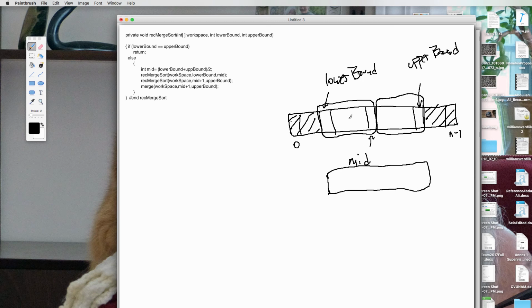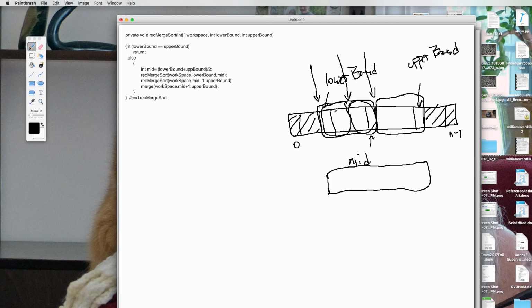Well, remember what's going to happen now when I make these recursive calls. Now I'm going to be coming in over here, and I'm going to have a new lower bound over here, and a new upper bound over here, and a new mid right over here. And I'm going to make a recursive call now on the smaller ones.